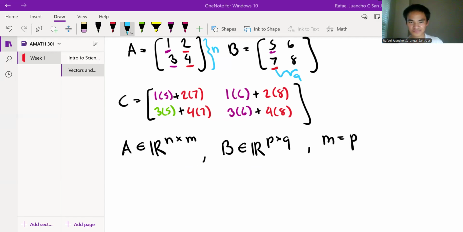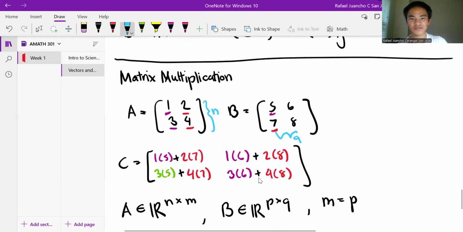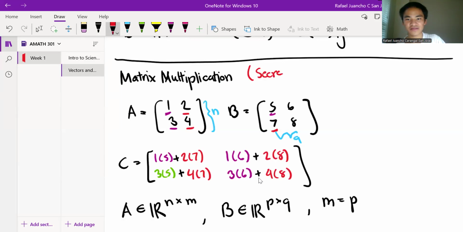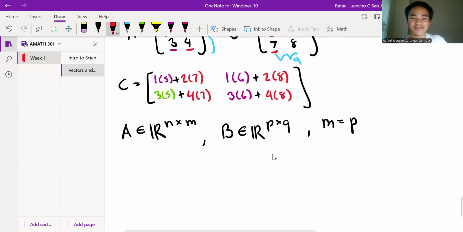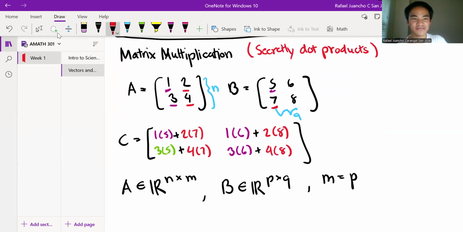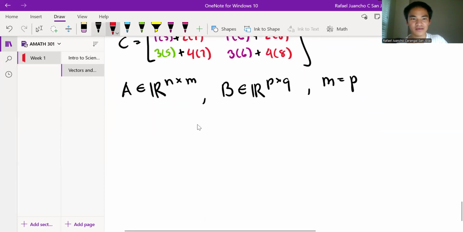Yeah, that's it. So the idea behind matrix multiplication, we're gonna put like secretly dot products. So that's basically just dot products, right?